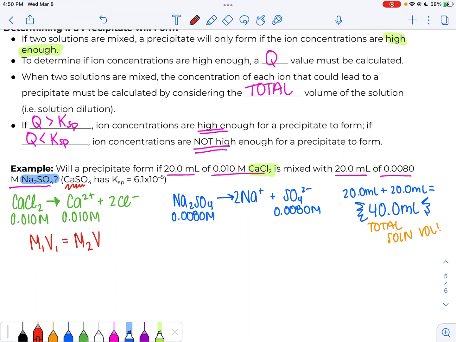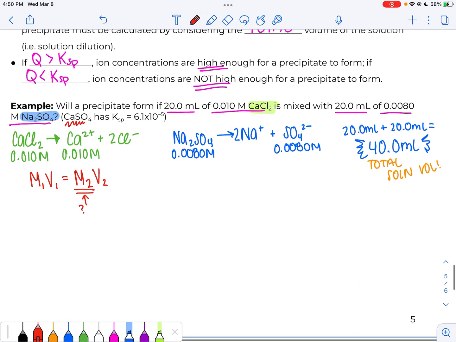M1V1 is equal to M2V2. What we're essentially solving for here is the new concentration of our calcium ion and the new concentration of our sulfate ion when we mix these together. So now we have a 40 milliliter solution. We're going to do this twice. First, we're going to do this for calcium.